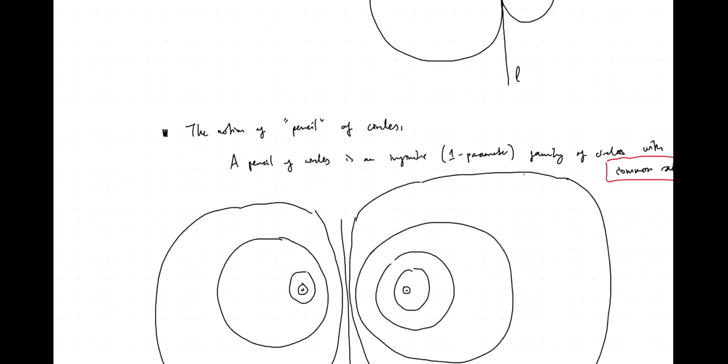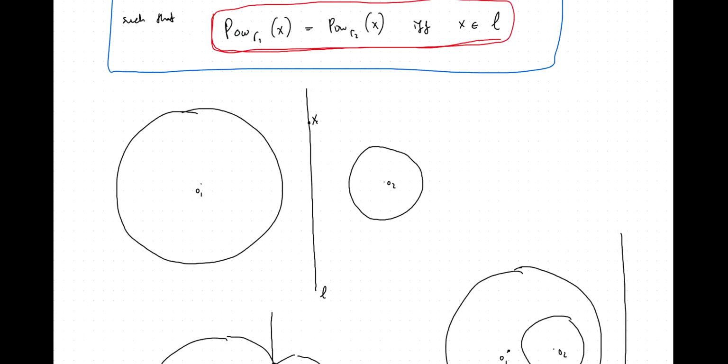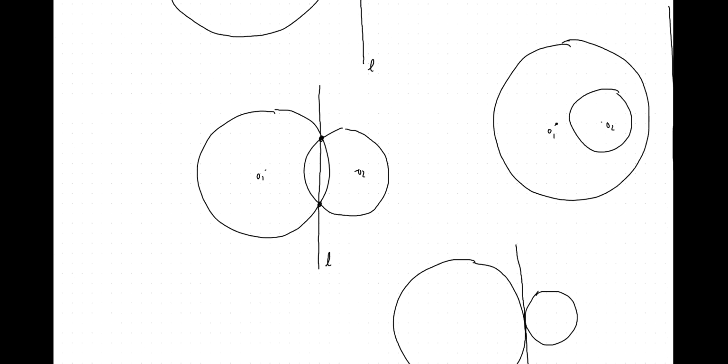So there are, we can say, two types of pencils. One in which they don't intersect, so a pencil of non-intersecting circles. This is an example of a pencil of non-intersecting circles. Both of these are examples of this. And a pencil of intersecting circles. Although algebraically speaking, their properties are the same, there are some differences.